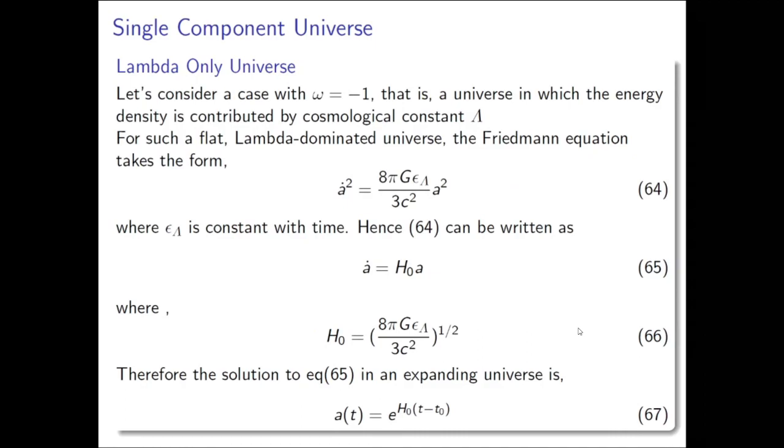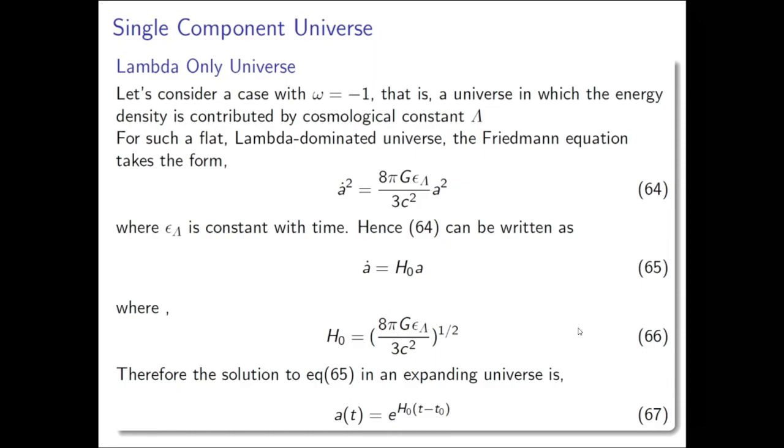And now we have the lambda-only universe. This is just for closure, as we have considered every case of the equation of state parameter: zero for matter, 1 by 3 for radiation, and then minus 1 by 3 for energy density. Then you have the equation of state parameter omega equal to minus 1. This is basically nothing but the universe that is completely dominated by the cosmological constant.